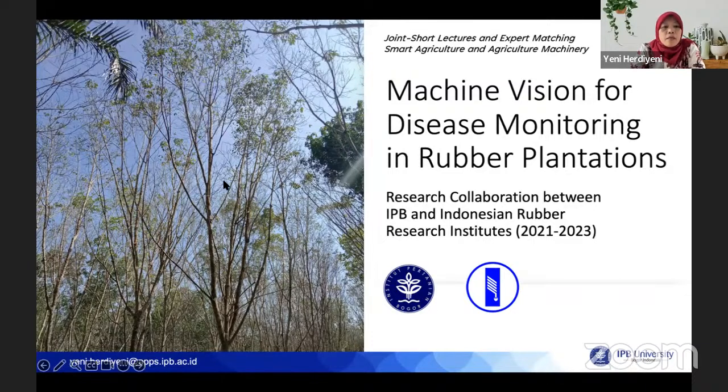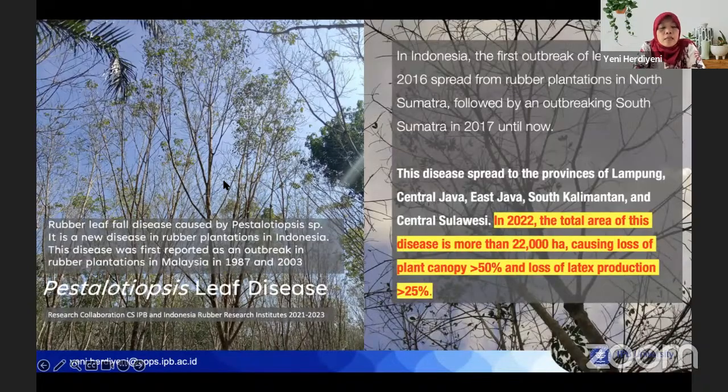The motivation for this work is that, as we know, in rubber plantations we found a new disease that we call pestalotiopsis, or rubber leaf fall disease. In Indonesia this disease has currently spread to the provinces of Lampung, Central Java, East Java, South Kalimantan, and also Central Sulawesi. Last year, the total disease area was more than 22,000 hectares, causing loss of plant canopy older than 15 years, and loss of latex production of more than 25%.